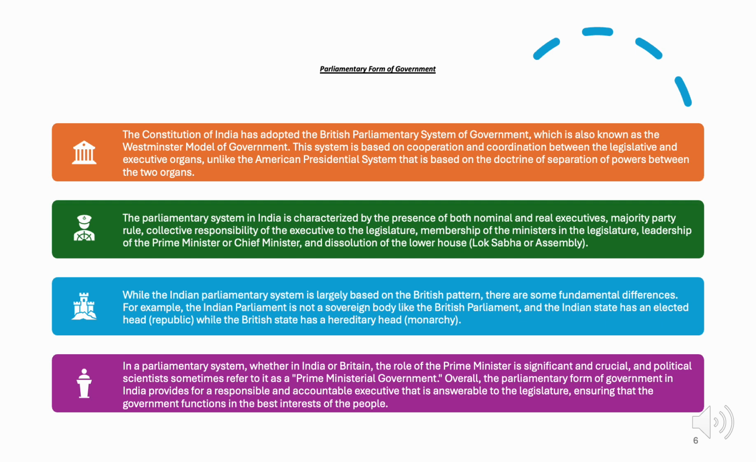In a parliamentary system, whether in India or Britain, the role of the Prime Minister is significant and crucial, and political scientists sometimes refer to it as a prime ministerial government. Overall, the parliamentary form of government in India provides for a responsible and accountable executive that is answerable to the legislature, ensuring that the government functions in the best interests of the people.